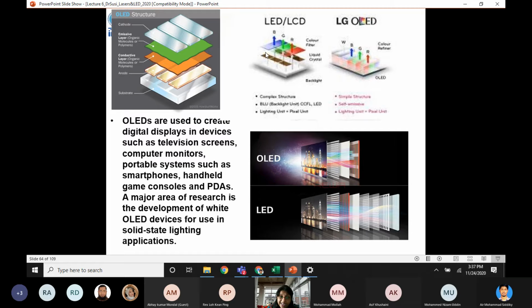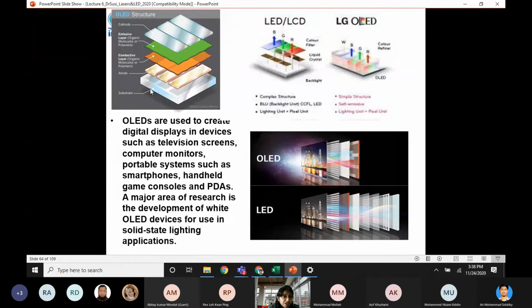And if you look at an LED TV, it is a complex structure, because you have the backlight unit, you have the CCFL, and also the LED. And the lighting unit is given by the pixel unit. Whereas in an OLED, the structure is simpler. It is simpler and self-emissive, and the lighting unit is also defined by the pixel unit.